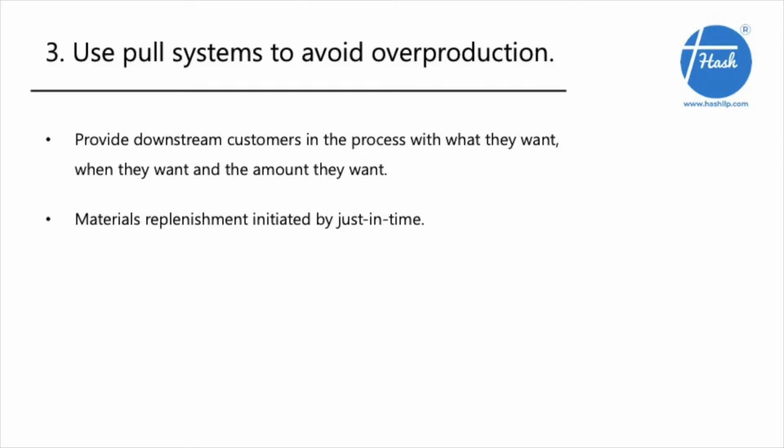When the problems come to the surface, we can take action. Provide downstream customers in the process with what they want, when they want, and the quantity they want. And materials will be replenished by just-in-time production. We know about Kanban systems and supermarket systems which will help in this just-in-time production. And the fourth point is level out the workload. That is Heijunka, leveling out the load.